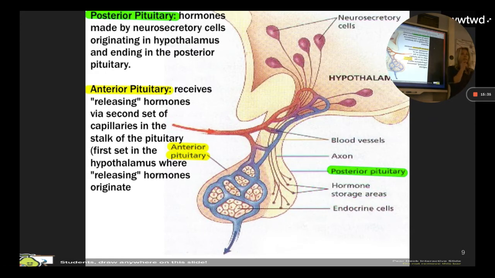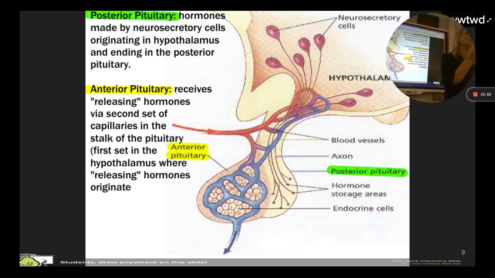Can you repeat? I can totally repeat that. Okay. The hypothalamus is in the business of making hormones. It makes the posterior pituitary's two hormones. It makes the oxytocin and it makes the ADH.